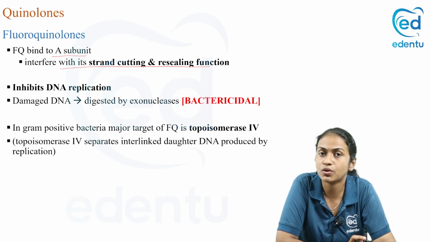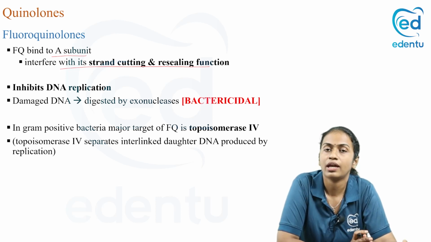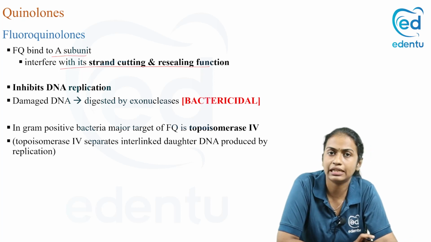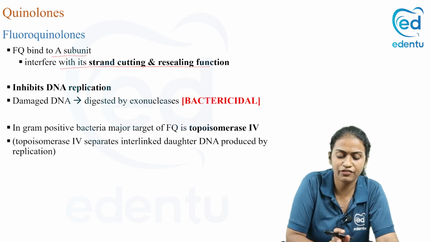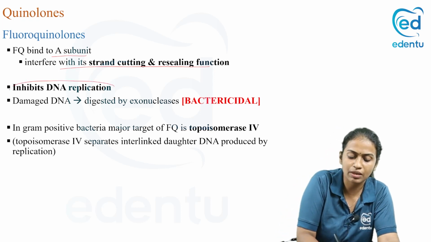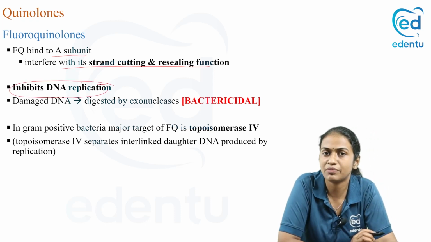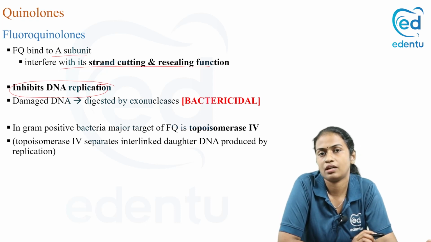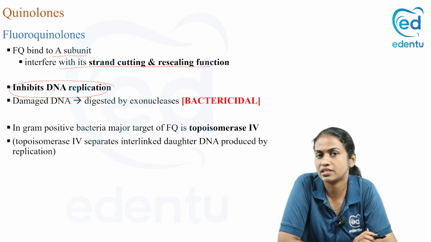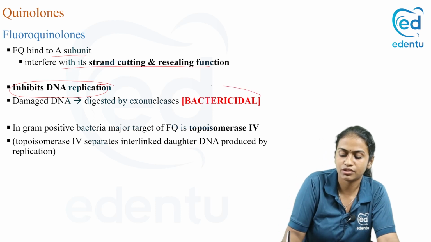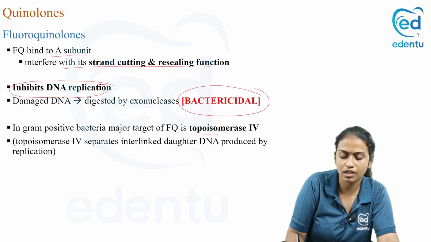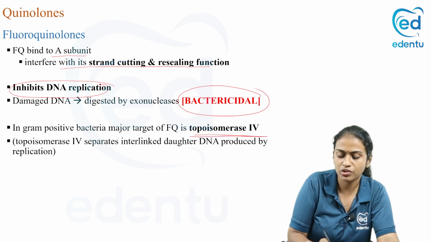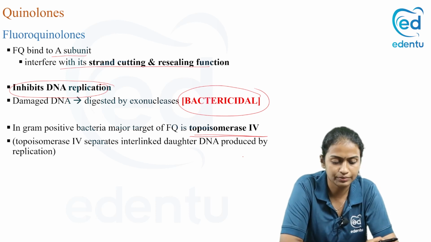In case of gram-positive, it is topoisomerase 4. In gram-negative organisms, it is DNA gyrase. Hope it is clear. So once it is interfered with, what happens? The DNA replication is inhibited. There is damaged DNA which is digested by the exonucleases, and that results in bactericidal action. In gram-positive, the major target is topoisomerase 4, which separates the interlinked daughter DNA.